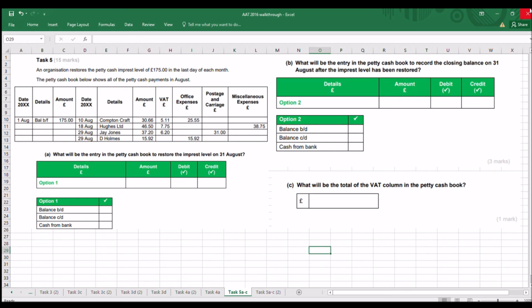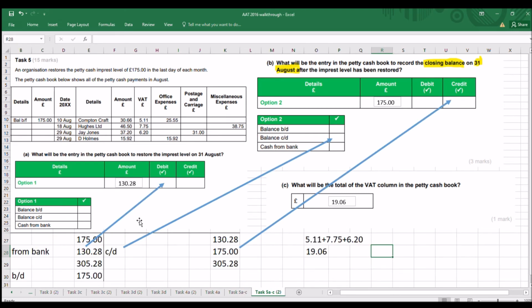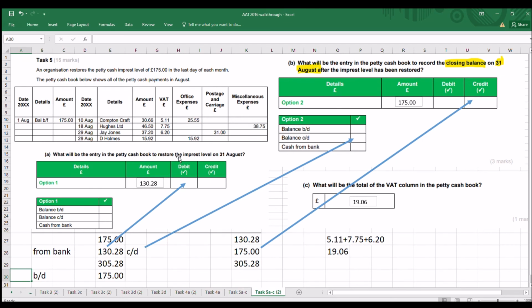Okay, so that's time. If you haven't finished it, you've got 7 marks for this question, so you can pause it and complete it. But I'll go through the answer now. So on this one, in terms of petty cash, this is an Imprest system. It says it's on the Imprest level of 175 pounds. So we're always going to get back to that at the end of each month.